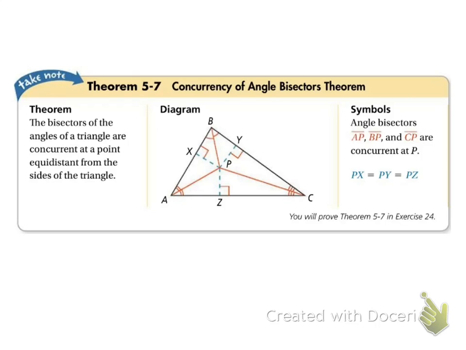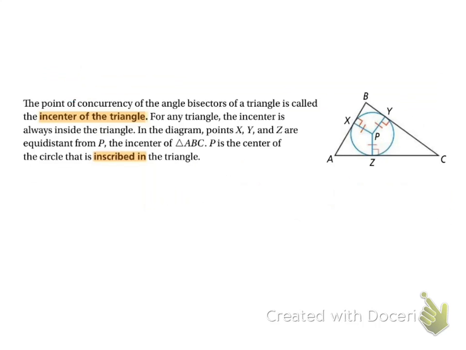And if we connect from P perpendicular to the side, all these lines are equal. We call this the in-center of the triangle. And the in-center is always going to be inside of the triangle. It'll always be located inside. It's not located outside if it's obtuse. It'll always be located inside. So the in-center is always inside of our triangle, and that's with our angle bisectors.